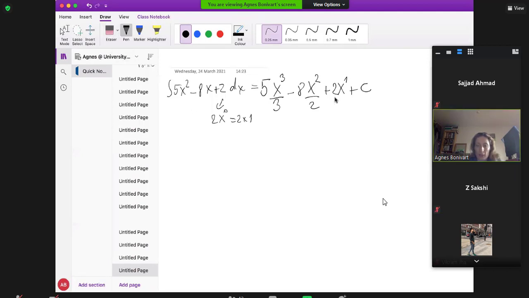Why do we have to add a constant? So what did we say? What is integration? Integration is asking what is the function we have differentiated to get this function. What is the function we differentiated? Let's see. If we differentiate this term, we get this term. This term, we get this term. This term, we get this term.